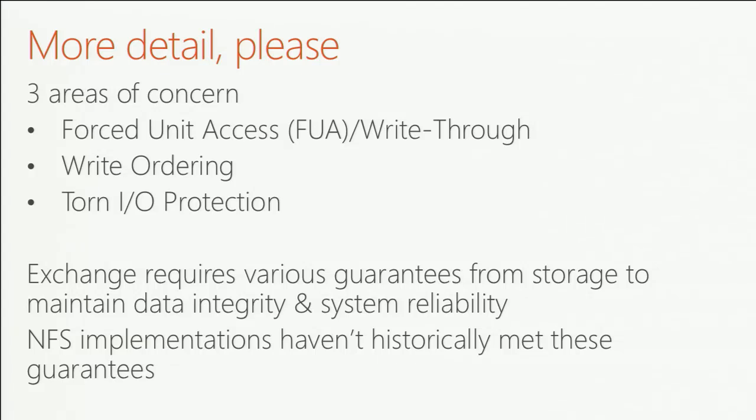Torn IO protection refers to the expectation that an application has that if I issue an IO to storage, that IO is not going to get split into multiple IOs, some of which might actually occur and others don't, right? So if I issue an IO to a log file, I need to have the expectation that IO is either going to complete or it's not, that half of it's not going to complete. That's a bad thing for an application like Exchange. So those are the areas we've had problems with.